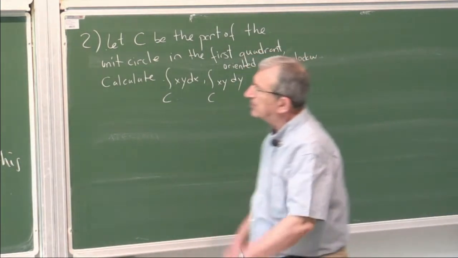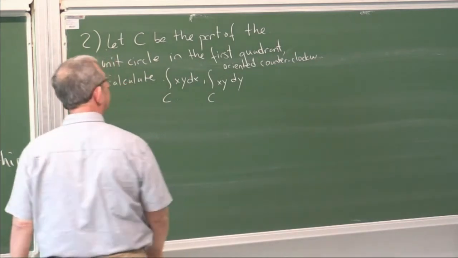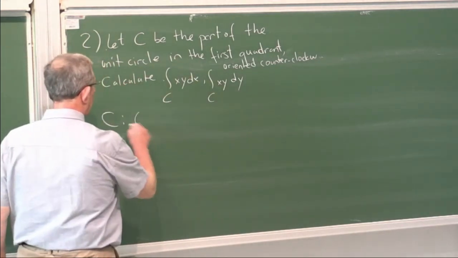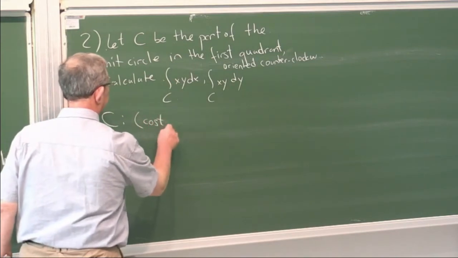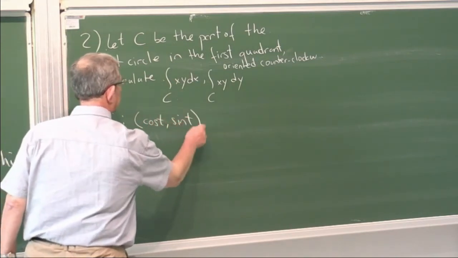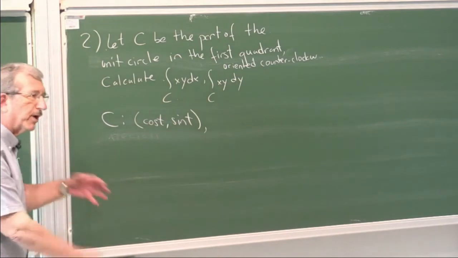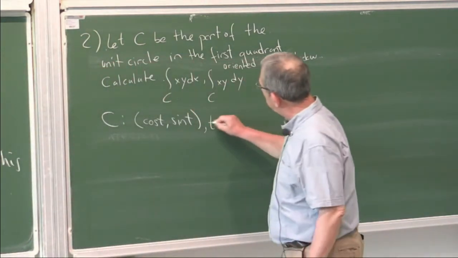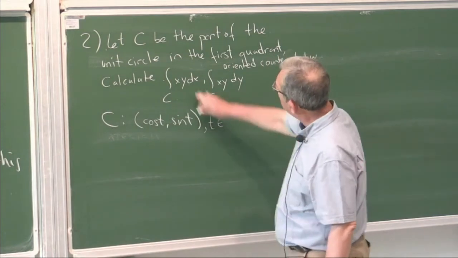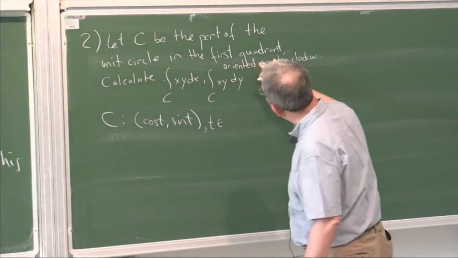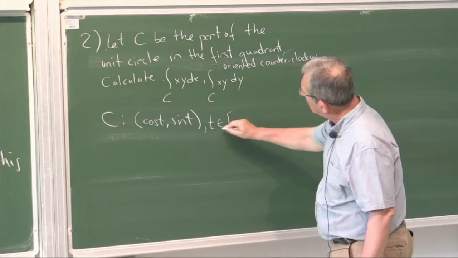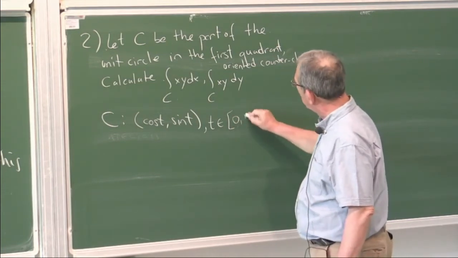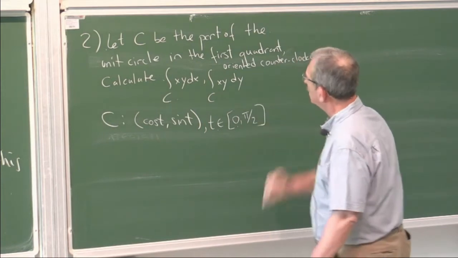Okay, as in the previous case, we have a unit circle, so C has the natural parametrization, cosine t, sine t. The sum of the squares is 1. It's the unit circle. And because we have the part in the first quadrant only, t playing the role of the polar angle starts from 0, goes up to pi over 2.